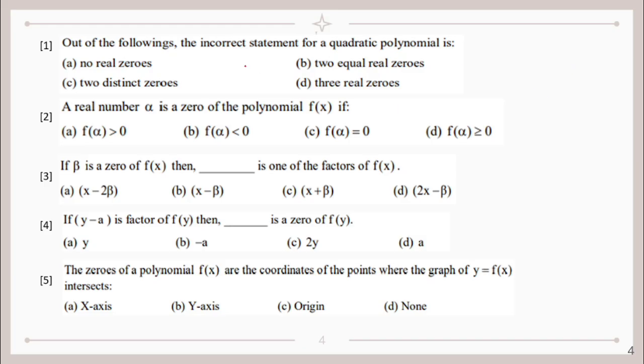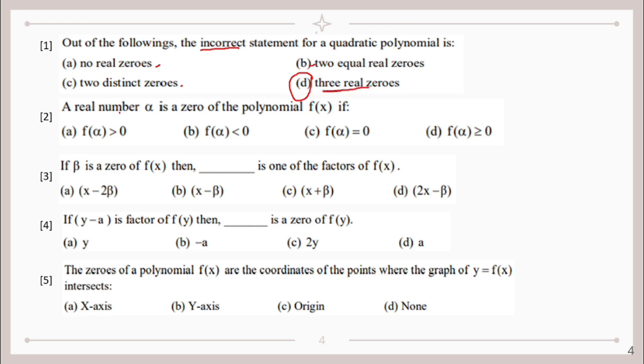First question. Out of the following, the incorrect statement for the quadratic polynomial is: no real zeros, 2 equal zeros, 2 distinct zeros, 3 real zeros. Here it is incorrect. So we all know any quadratic equation may have 2 distinct zeros, 2 equal real zeros, or 2 non-real zeros. These 3 are applicable to a quadratic equation. So what is not applicable? 3 real zeros. A quadratic equation of power 2 may not have 3 zeros. It has at the maximum 2 zeros only. So which is incorrect? Option D, 3 real zeros is incorrect.